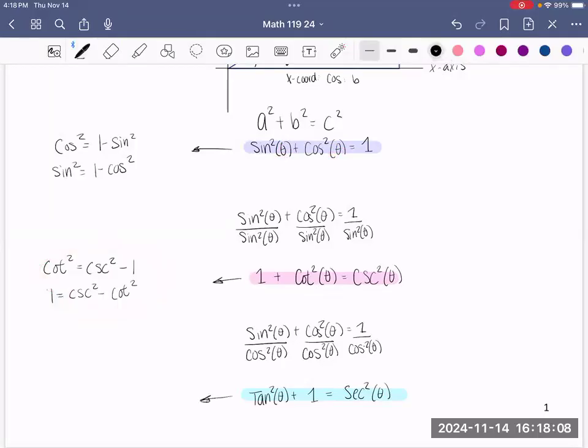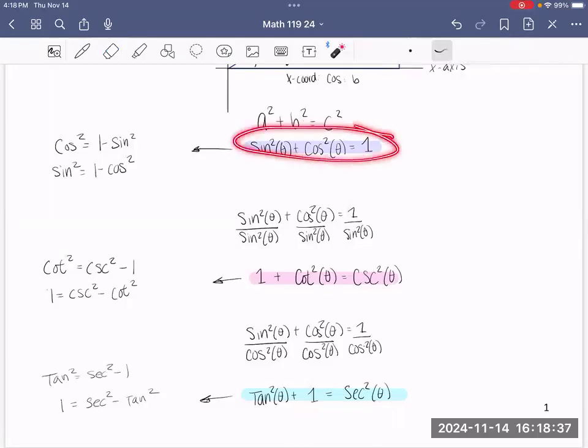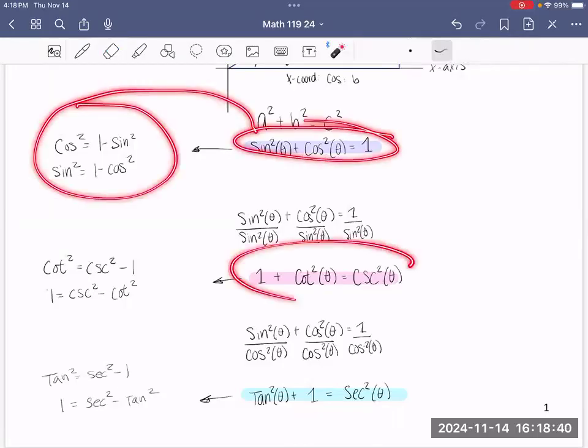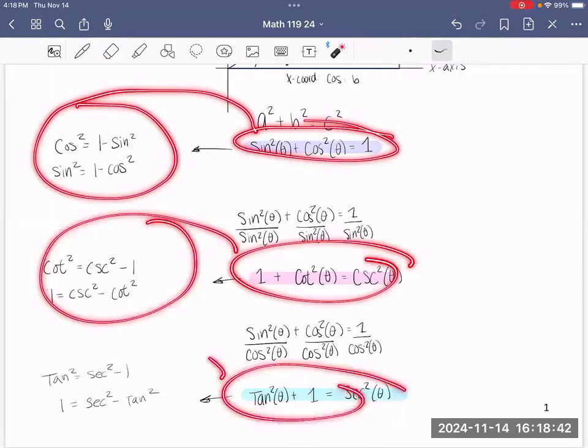Lastly, we have some other trig identity here. Notice that we could subtract the 1 and come up with tangent squared is equal to secant squared minus 1. Or instead of subtracting 1, maybe you subtract your tangent squared to get 1 is equal to secant squared minus tangent squared. So for all of your trig identities, you can actually come up with many different variations of the same identity.